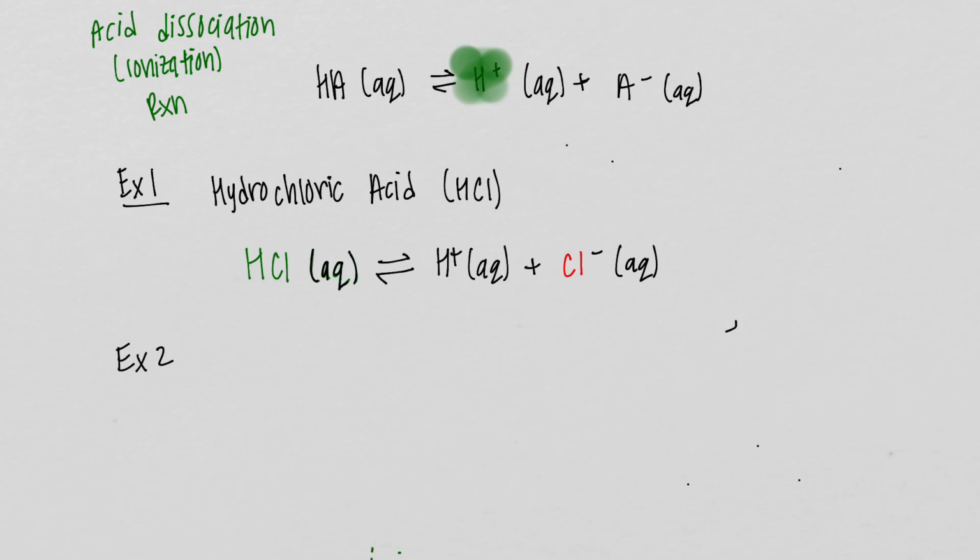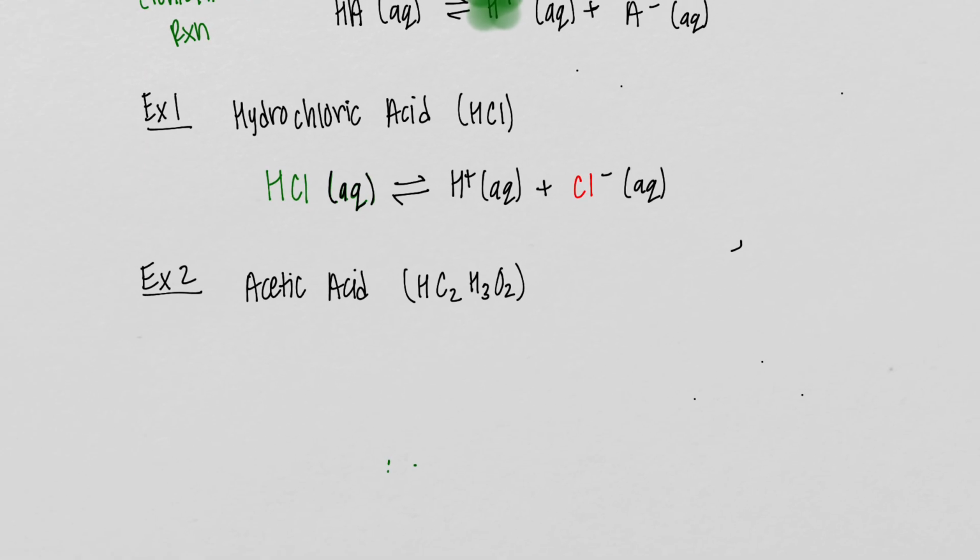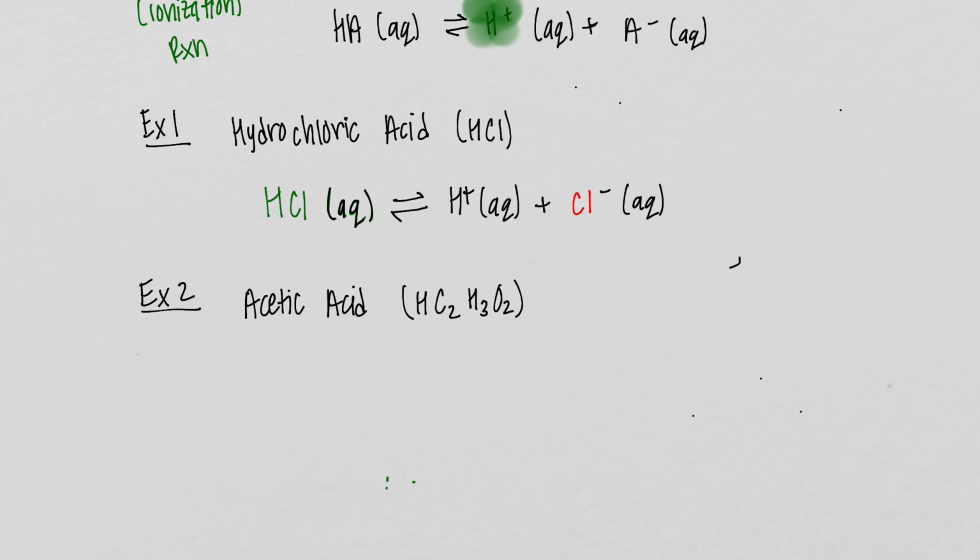Example 2. Acetic acid, which you worked with before, right? Vinegar. And it's HC2H3O2. You might be asking yourself, well, in this case you're going to have other examples and problems where you have 2 hydrogens. We have a hydrogen here, and we have 3 hydrogens here.